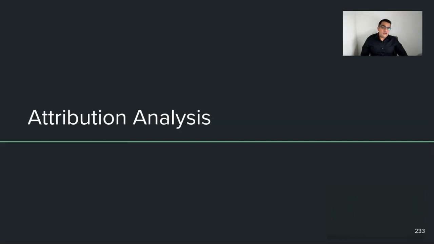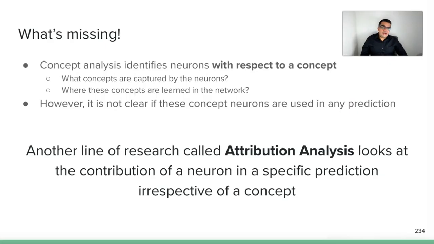So this brings us to a close and to the end of the first high-level section of the tutorial, which was concept analysis. Let us now move on to attribution analysis. Recall that all methods we have seen so far identify neurons with respect to a concept, but they do not tell us if these neurons or concepts were ever used in any prediction. Attribution analysis answers this exact question, and I will now hand it over to Narine to talk about this.